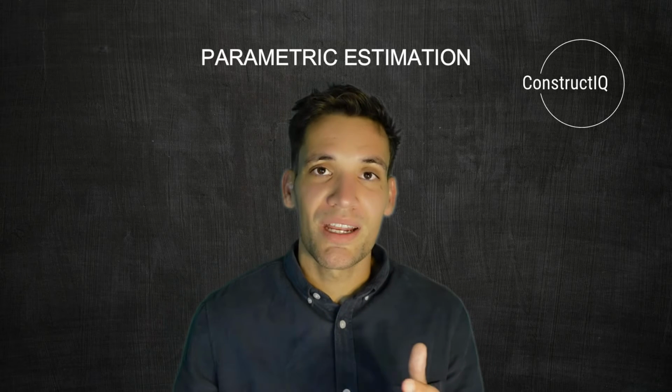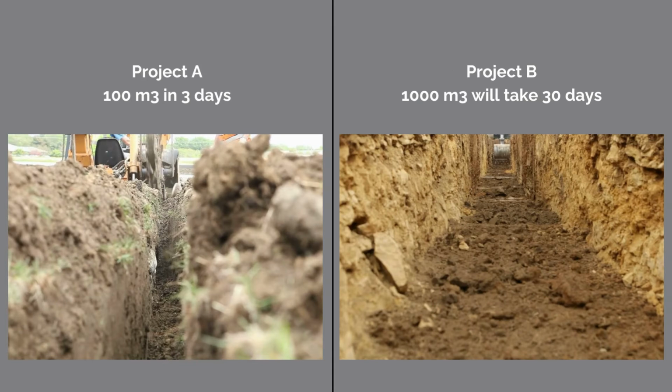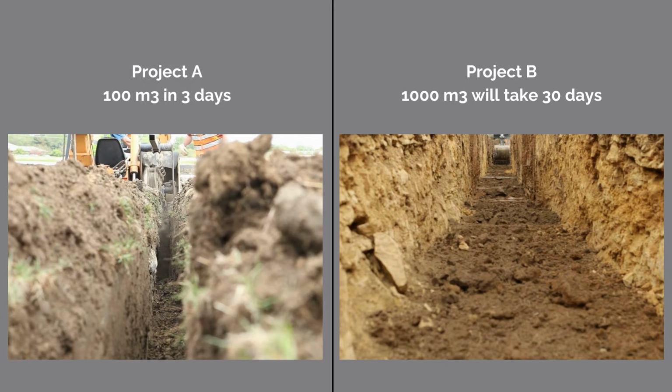We can improve a top-down estimate using parametric estimation. This is like saying if 100 meters cubed of excavation on another project took us 3 days, then 1,000 meters cubed should take us 30 days. It's basically adjusting a top-down estimate by a base quantity. You're still assuming productivity and site conditions are the same, so it's still quick and easy, but the specific quantity and volume of the task is now considered. However, any specific site constraints are still going to be missed with a parametric estimation.